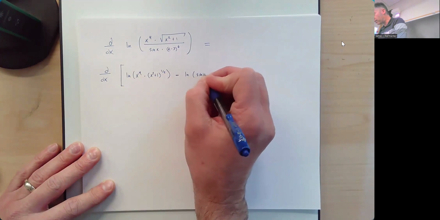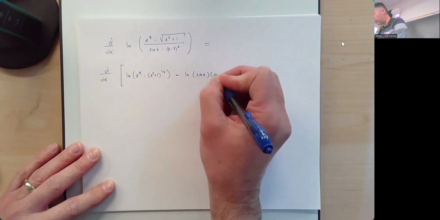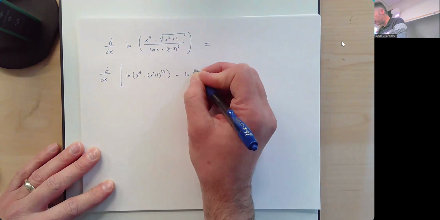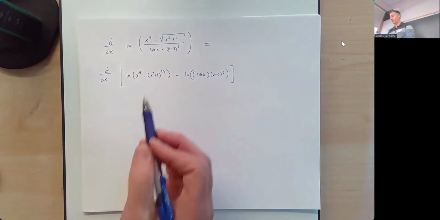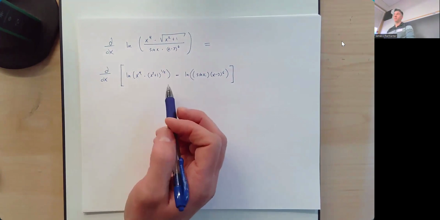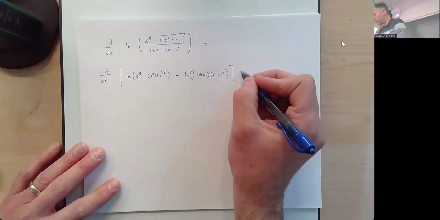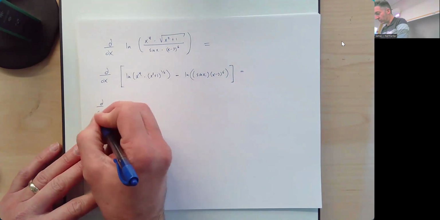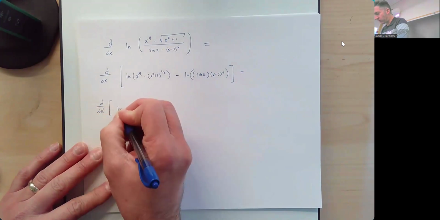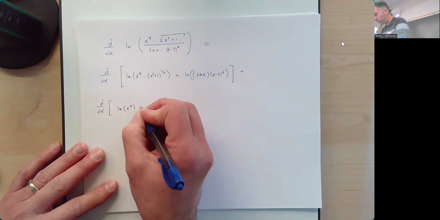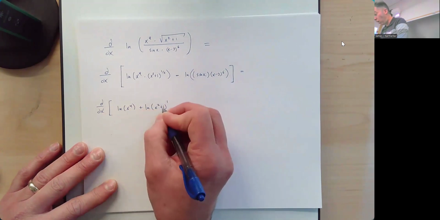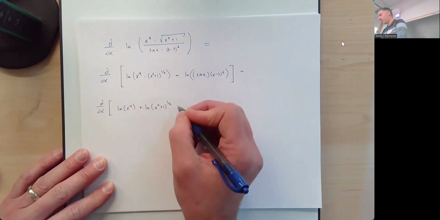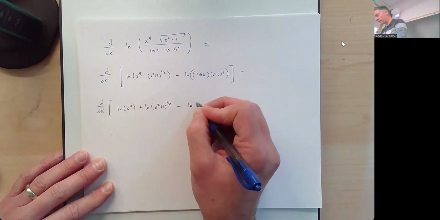Sine of x times x minus 3 to the 6th. And then I see I have some natural logs of products. I'm going to break those up as well. So I have still the derivative of the natural log of x to the fourth plus the natural log of x squared plus 1 to the 1/2, minus the natural log of sine of x.